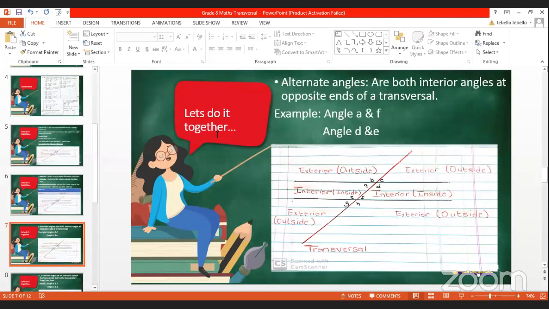Okay, so let's move on to alternate angles. For alternate angles, the definition says they are both interior angles at opposite ends of the transversal. So when they say they are both interior, you must only focus on your interior, not your exterior. We don't look at our exterior, but we look at our interior.